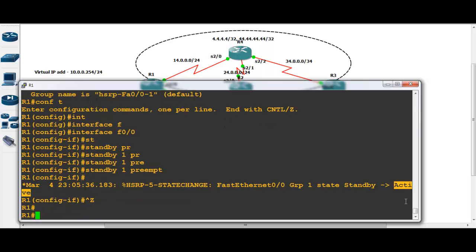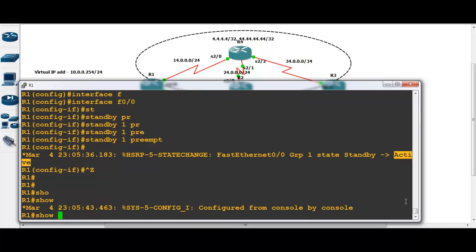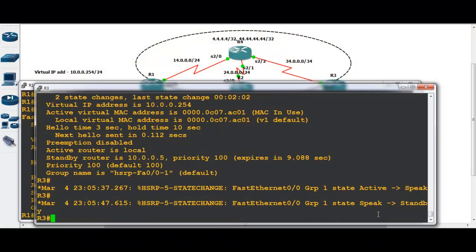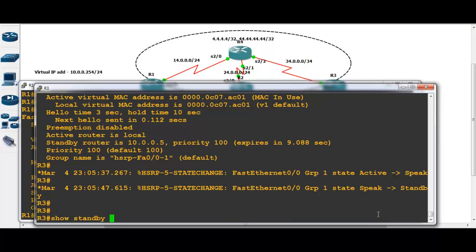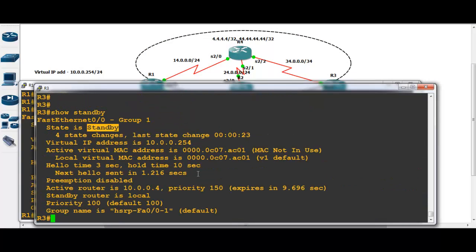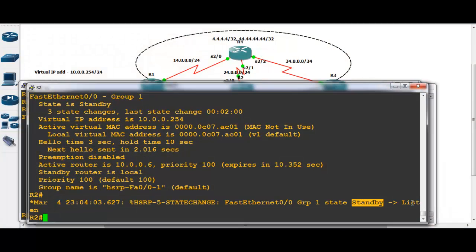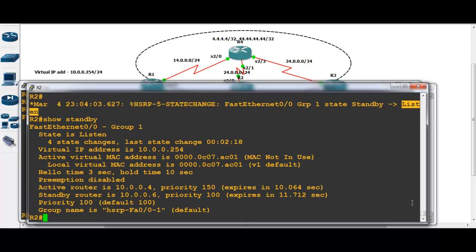Now let's verify. Show standby. Here I see that we got 150 configured priority, and this is the active one, and MAC address is in use. If I go to router 3, it should have taken the standby role now. Previously it was active, now it has gone to standby, and router 2 would have taken the listening. See, from standby it has gone to listening. So this is how HSRP works.